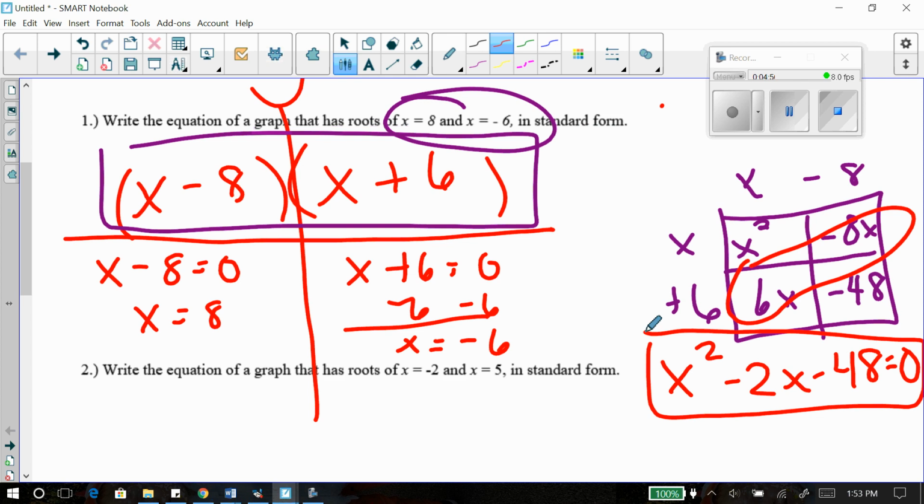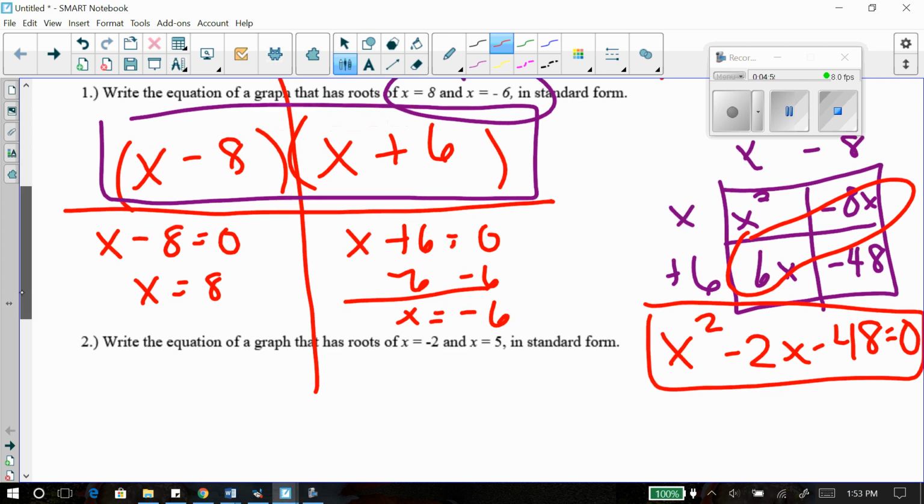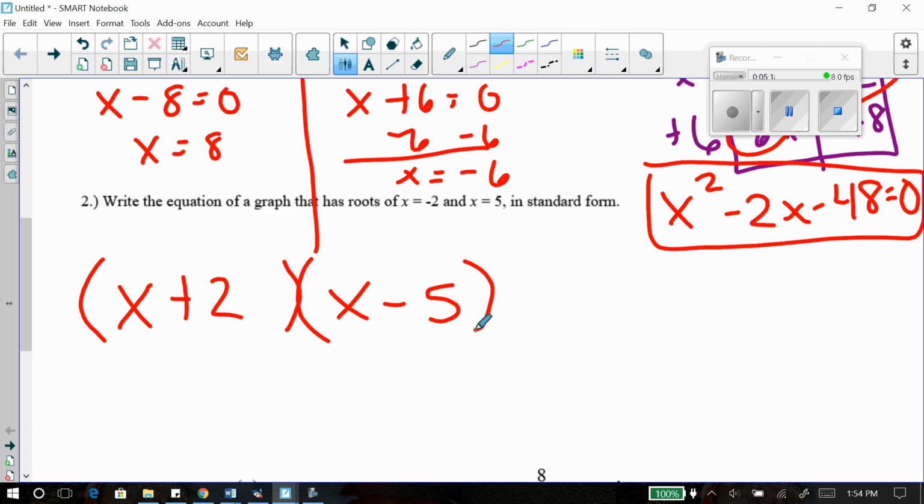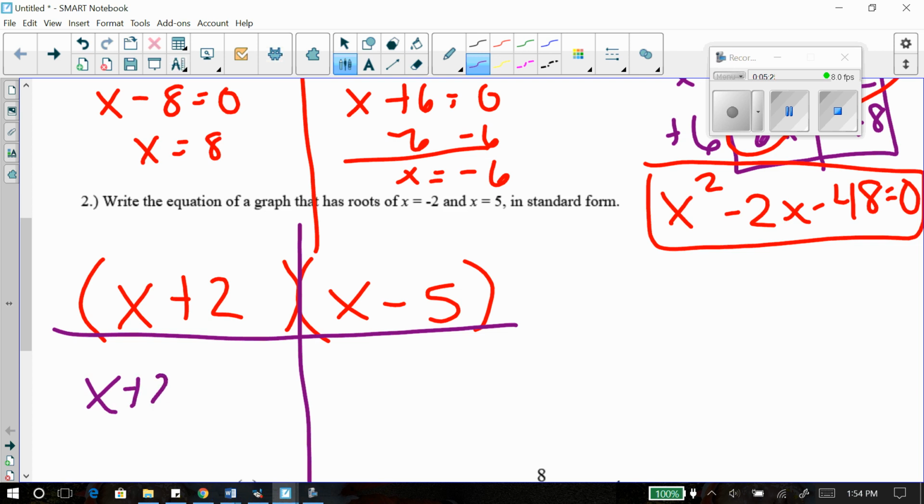All right, let's try another one together. Write the equation of the graph that has the roots x equals -2 and x equals 5 in standard form. All right, super easy. So I told you your signs are going to be opposite. So if it's x equals -2, the parentheses is x plus 2. If it's x equals 5, your parentheses is x minus 5. Because again, you don't have to, but if you do your parentheses and go to solve it, you get x equals -2.